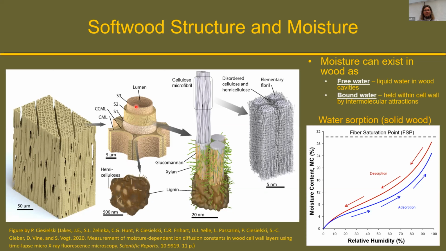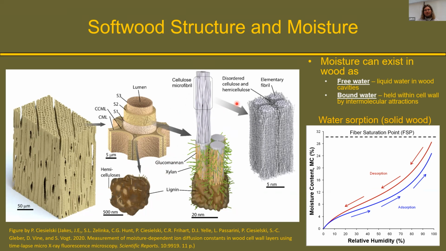The multi-layer cell wall has the S1, S2, and S3, which are secondary cell walls, which can be thought of as nanofiber reinforced composites, where you have cellulose microfibrils embedded in a matrix of hemicelluloses, which in softwood typically include glucomannan and xylan, and also lignin. Even these microfibrils have a nanostructure. We have elementary fibrils, which are the highly ordered cellulose, surrounded by disordered cellulose and hemicelluloses.